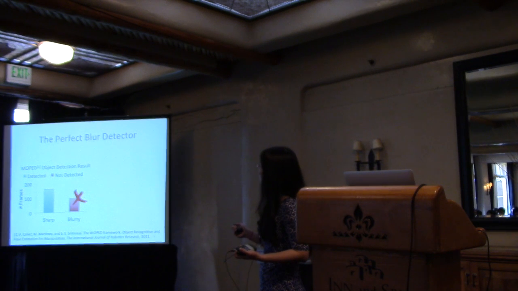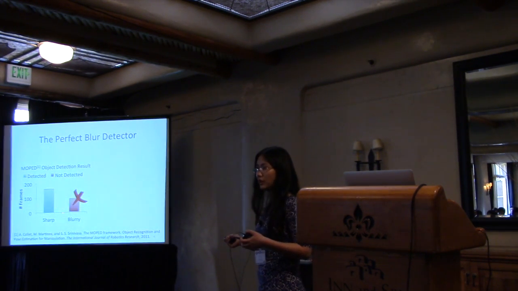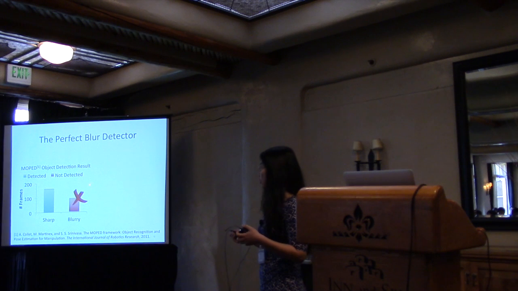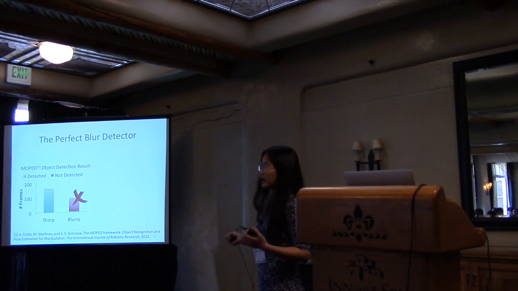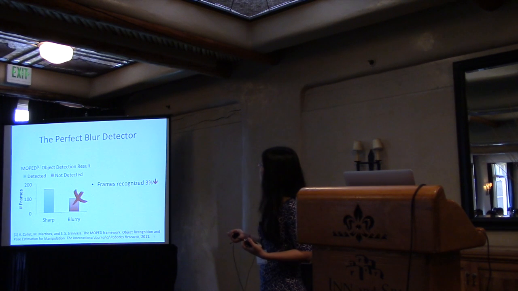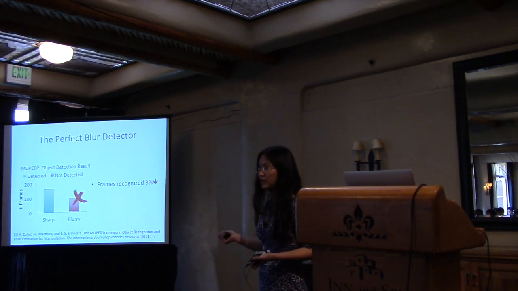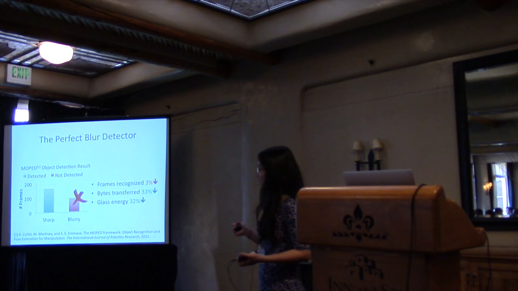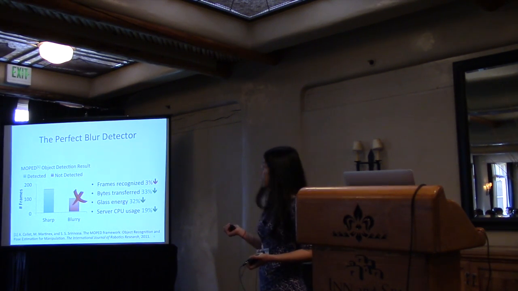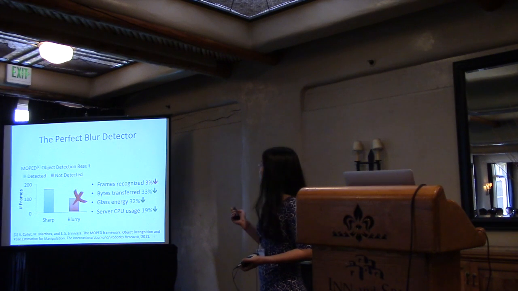So we built a perfect blur detector which uses human knowledge to detect blurry frames in no time. And we discard those blurry frames and just assume nothing is going to be detected there. The only frames we're going to get wrong is the tiny blue parts down here. As we can see, it's pretty small, so the accuracy loss is actually only 3%. Meanwhile, we're transmitting 33% fewer bytes. The glass is consuming 32% less energy, and the server CPU usage goes down by 19%.